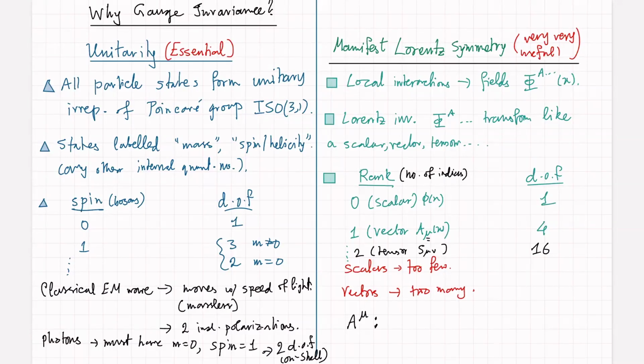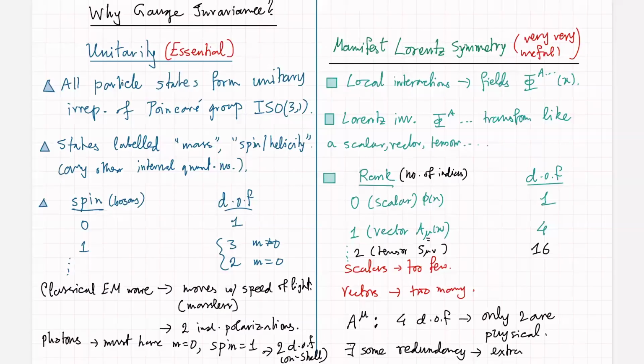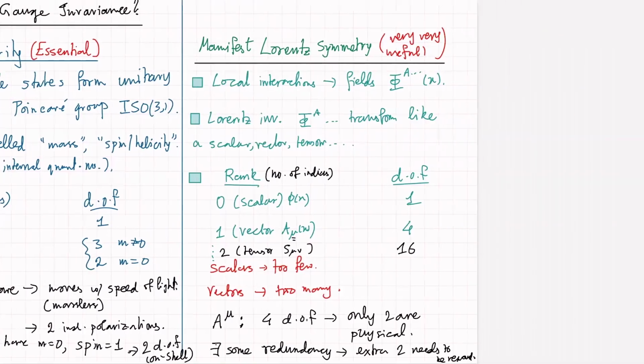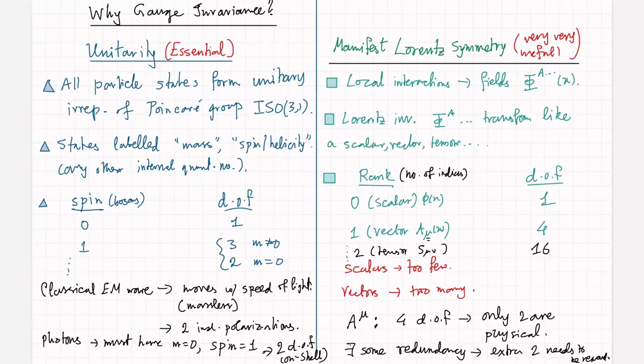If you need 2, your best bet is to work with A_mu, which has 4. But out of this, only 2 are physical. Therefore, there should exist some symmetry, some sort of redundancy, that will help us remove these extra 2 degrees of freedom. And that is the role played by gauge symmetry. That's the job of the gauge symmetry. And this is a very important point.